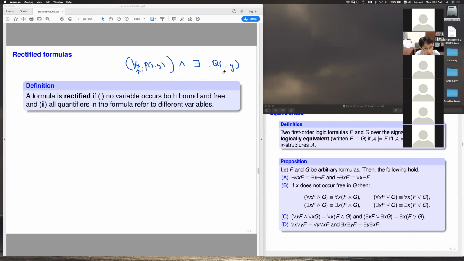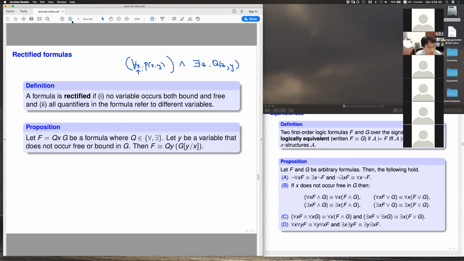So instead of having x here, we will have to use something like z instead. So that's the better, I mean, this is the rectified formula. All the free variables are all different from bound variables. Bound variables are all different. So that's what rectification means. And then the proposition is for any formula.